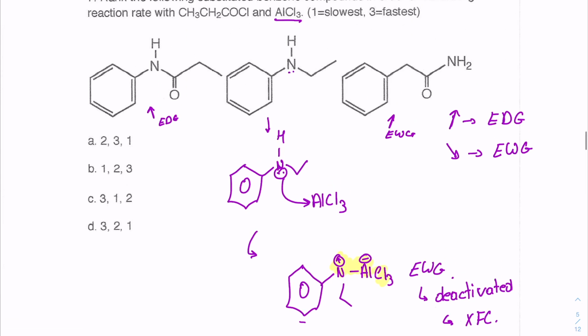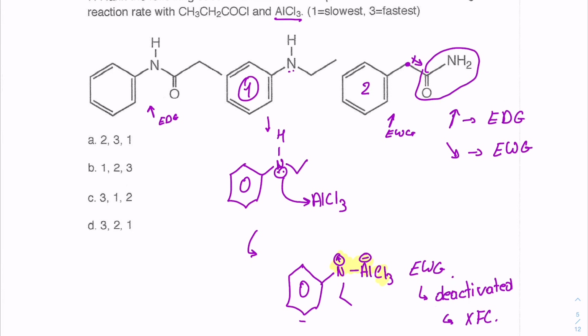So immediately you can tell that this is going to be the slowest. So I put number 1. Even though this group is also an electron withdrawing group, it is withdrawing electrons by induction, because it's not connected immediately to the carbon that is connected to the benzene ring, right? So this will be a little bit faster, and the fastest one would be the electron donating group, which is this one. So this one will be 3. So it'll be 3, 1, 2. So the answer would be C.